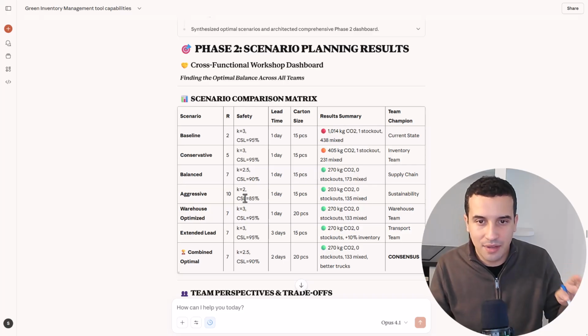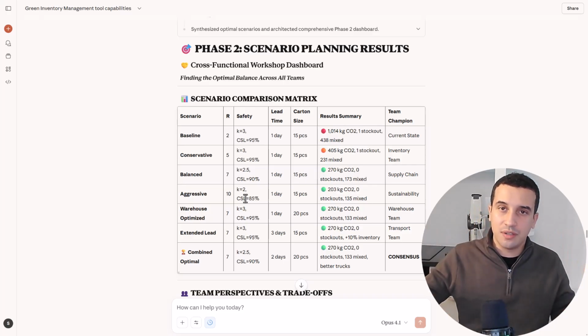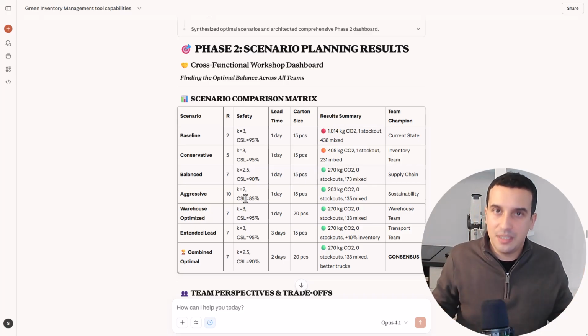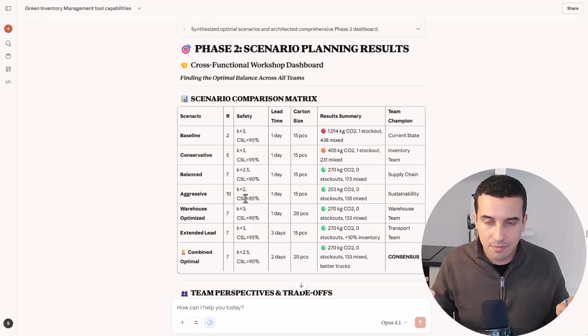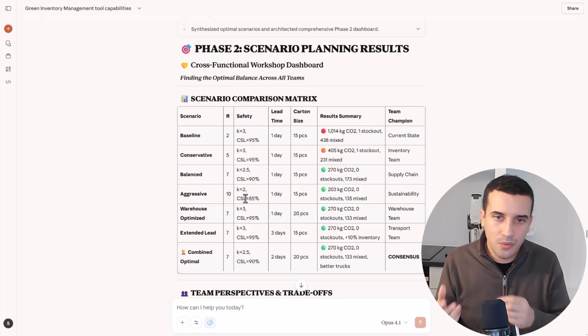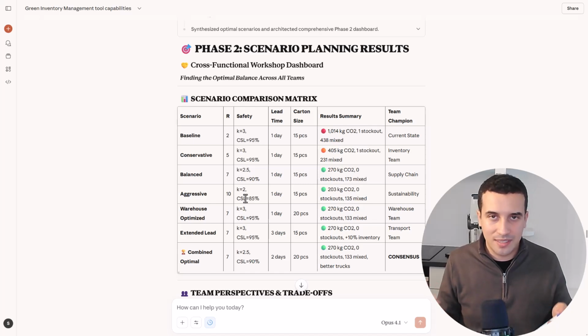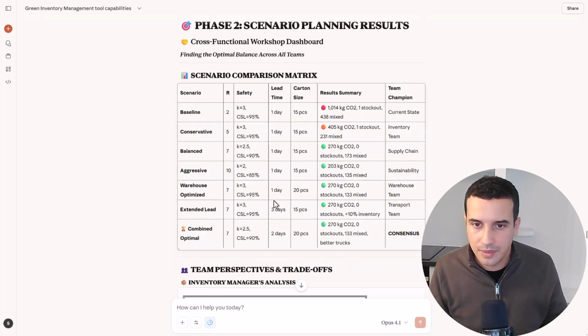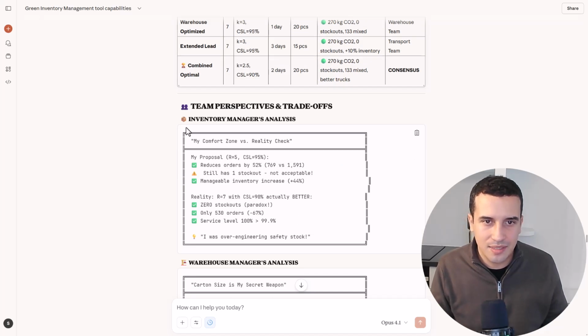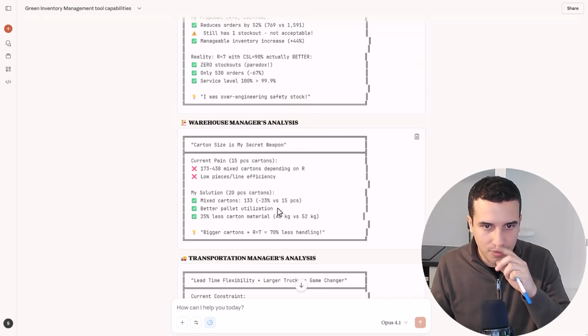But I didn't have this macro vision of putting all the different parameters in the same output and playing with a kind of matrix to find what is the optimal scenario. And here it's even sharing what is the impact for the different teams.